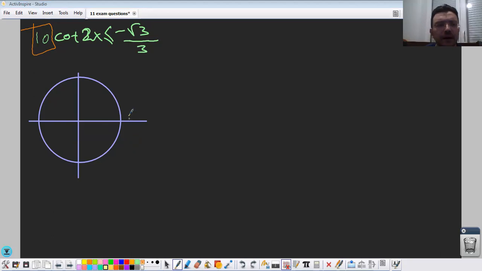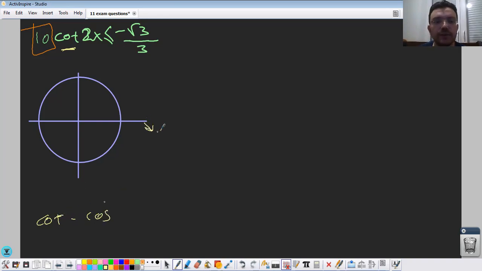Hi everyone. Now we will solve a question about trigonometric inequalities. Here we have an inequality with cotangent. So I need to draw the line for cotangent, which is going to be parallel to cosine. Remember that cotangent and cosine are kind of similar things.